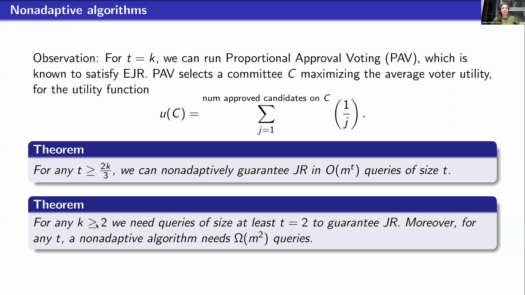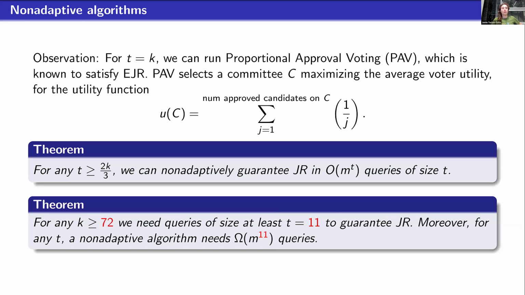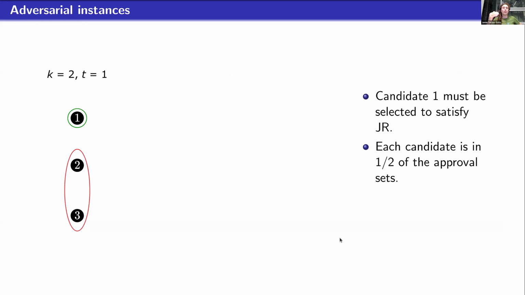And we can push this technique further and replace these numbers. For any K greater than 72, we need queries of size T equals 11. And that gives us also an M to the 11th lower bound. Okay, so that's the result. And I want to say a couple things about these results. There is a similar sort of fun construction of these adversarial instances.